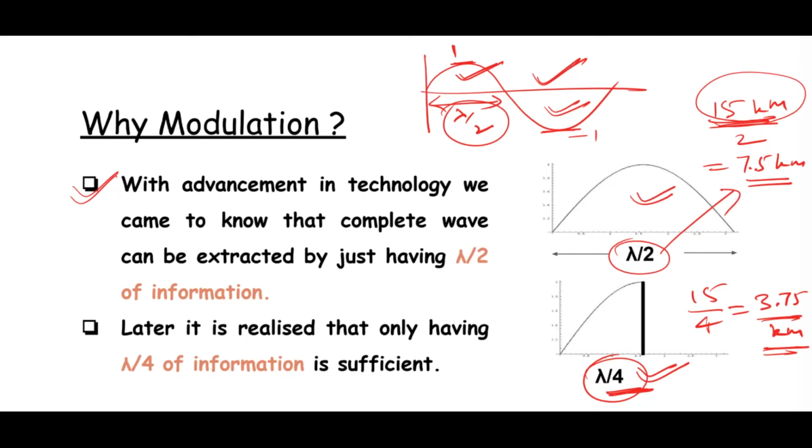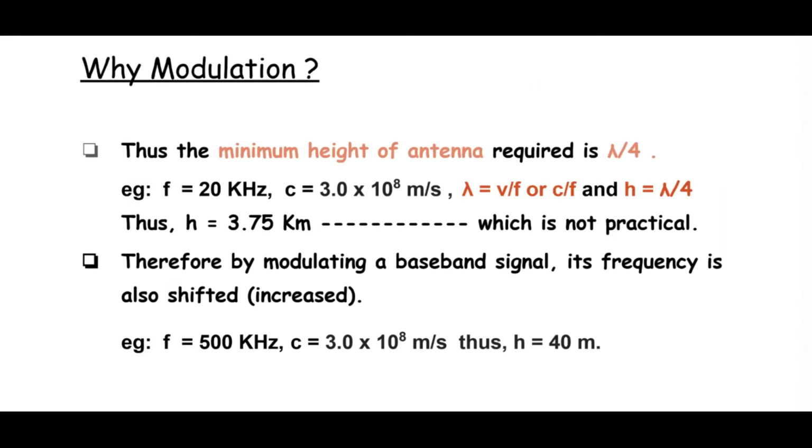So they decided to work on another parameter, the frequency. If we can increase the frequency, we can reduce the height. That was the idea. As you can see in this example, the frequency we have considered is 500 kilohertz. The speed of light is the same because we are using EM waves. So your antenna height will be reduced to 40 meters. This is quite feasible. So this is one reason why we need modulation: to compensate for the height of the antenna.